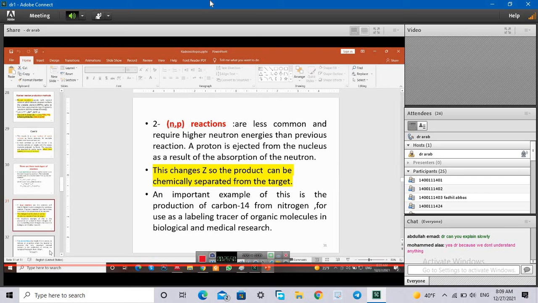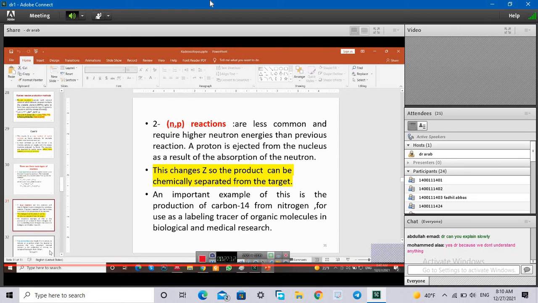These reactions are less common and require higher neutron energy than the previous reaction. The proton is ejected from the nuclide as a result of the absorption of a neutron. The main property of producing a radio drug this way is the purity of the produced radio drug, same as fission.